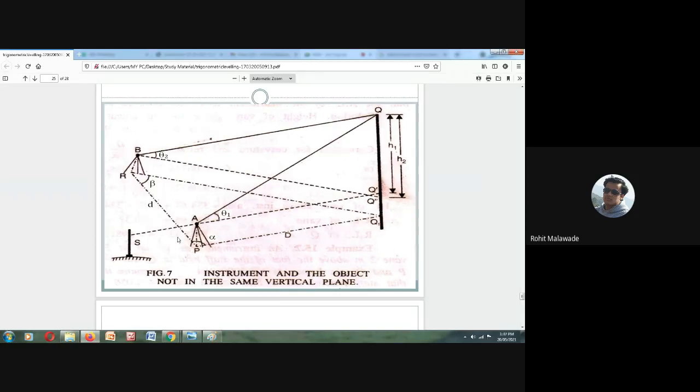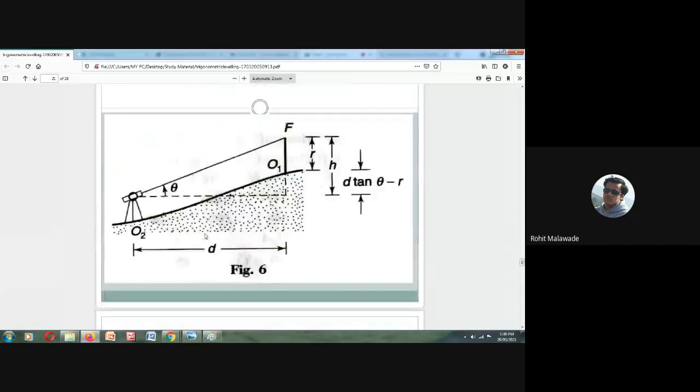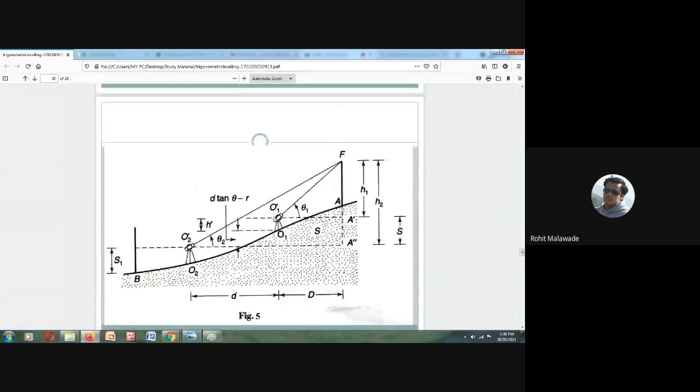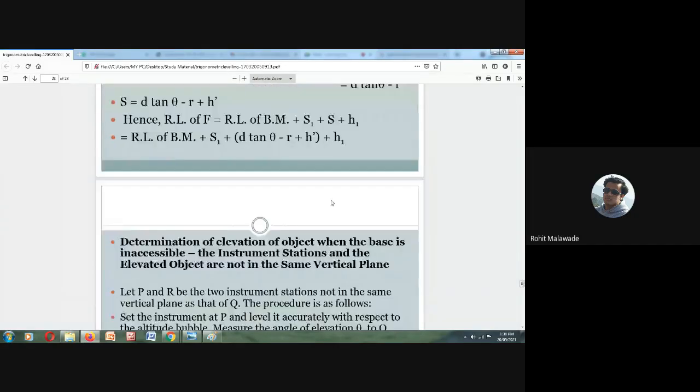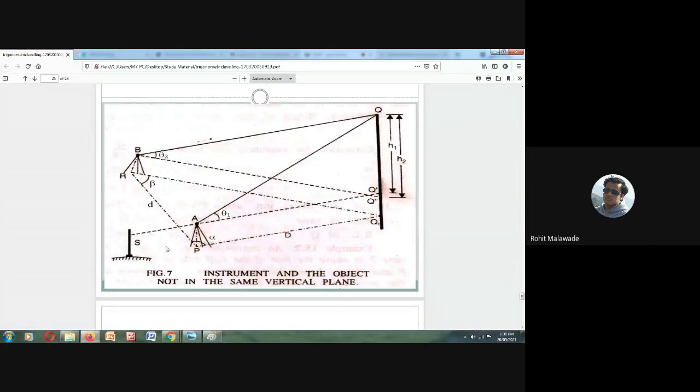That means we have shifted the instrument from one place to the other place horizontally, right? In the previous classes, we used to shift it in the same vertical plane, by transiting, shifting the instrument in a straight line. But in this condition we will be shifting the instrument to a different position, so we will have both the horizontal and the vertical angle.